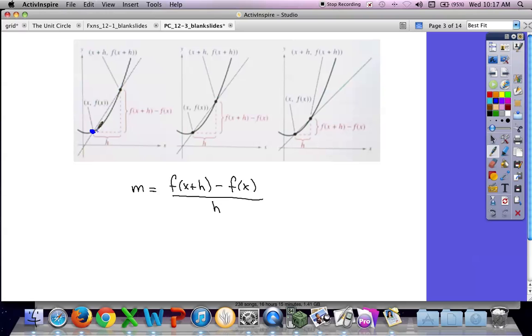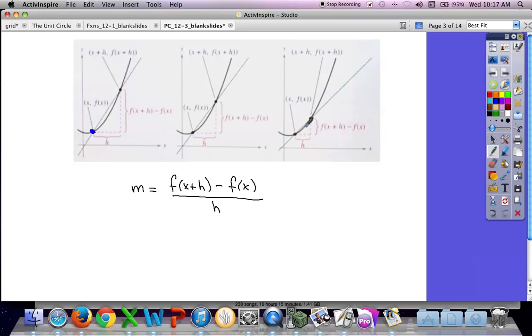If I let the distance between the 2 points get smaller, which means this h here is getting smaller, as the points come together, maybe the slope will be a little bit better approximation, right? And I can let it get even smaller, get the points even closer. We might see a trend in the numbers that it looks like they're approaching some fixed number.